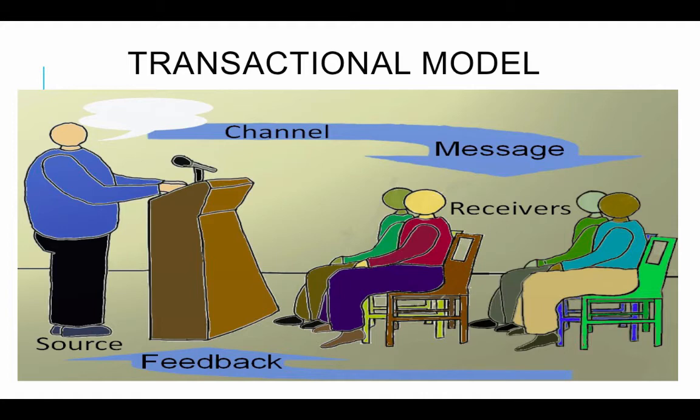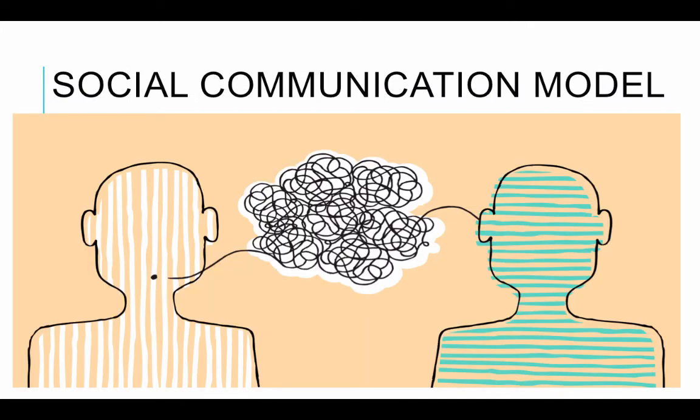Those receivers then provide feedback. That may be audible feedback, or they may nod their heads in agreement, or they may raise their hand and suggest that they don't understand something in a traditional classroom setting, as the one pictured here. That's a very outdated model of communication. In its basic form, it is correct, but we have now shifted to what we call a social communication model.